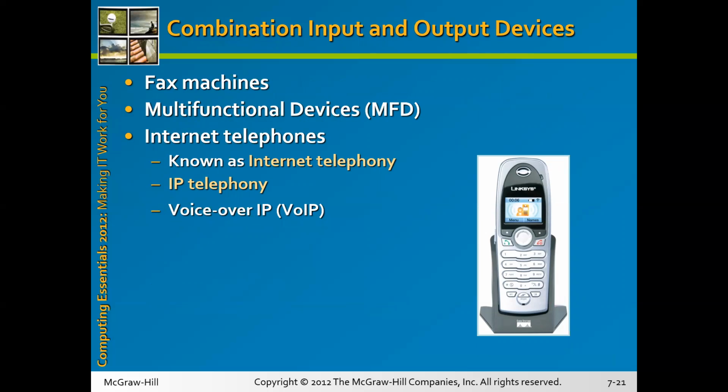Combination of input and output devices. Combination devices include fax machine, also known as facsimile transmission machine, multifunctional devices, internet telephones, and terminals. Multifunctional devices, or MFD, can combine the capabilities of a scanner, printer, fax, and copy machine. Internet phone or telephone, specialized input and output devices for receiving and sending voice communication. Telephony, the transmission of telephone calls over computer networks, known as voice over IP or VoIP, uses the internet rather than the traditional telephone system.